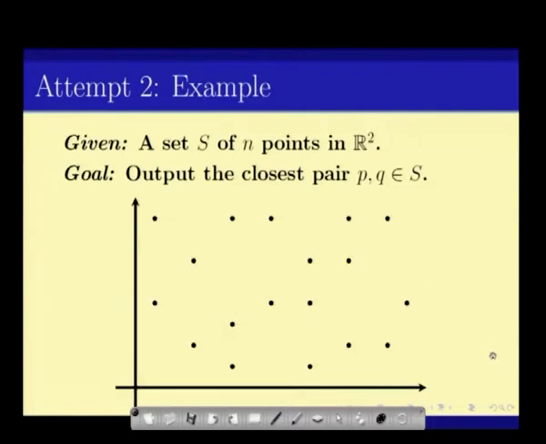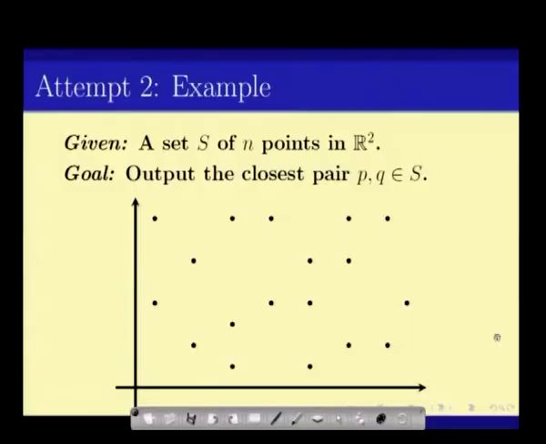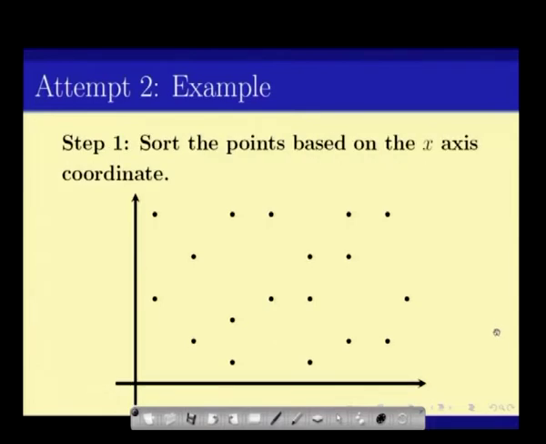So, here is the input and here is the pictorial example. We will see by an example how to do it. The idea is again the same: break this problem into two sub problems, solve these two sub problems independently and recursively, and then try to combine them carefully. So, once we have this set of points, the first thing that we do is sort these points based on their x axis coordinate.